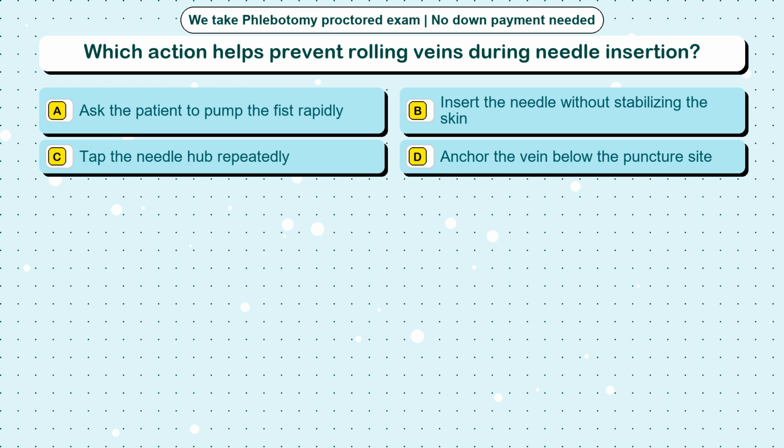Question 38. Which action helps prevent rolling veins during needle insertion? Option A, ask the patient to pump the fist rapidly. Option B, insert the needle without stabilizing the skin. Option C, tap the needle hub repeatedly. Option D, anchor the vein below the puncture site.